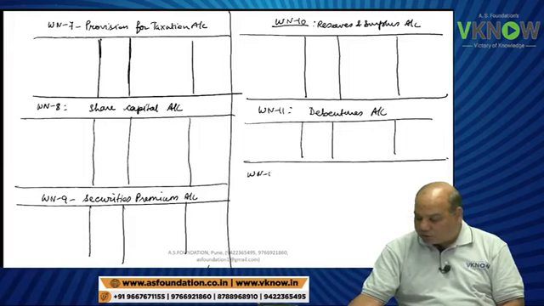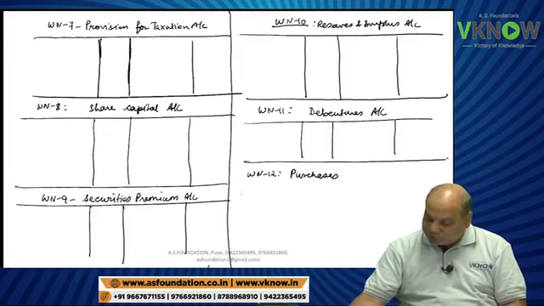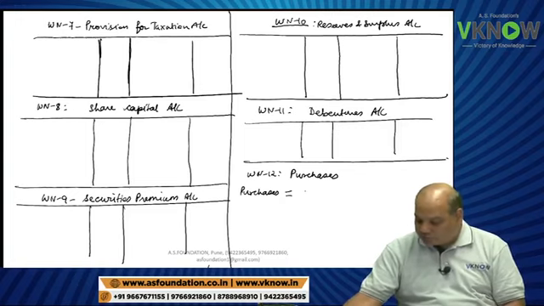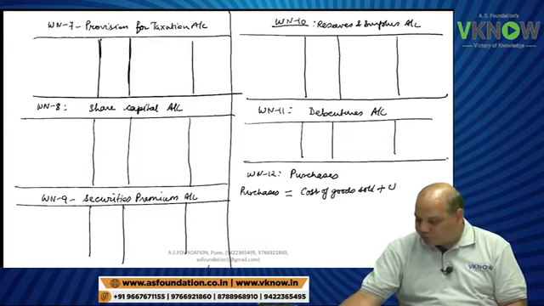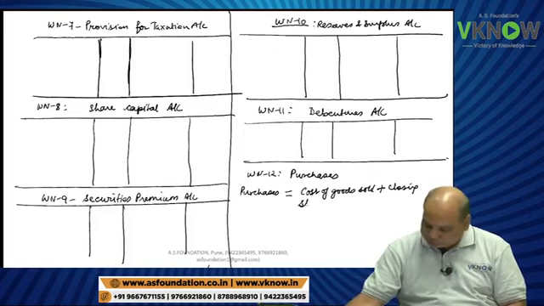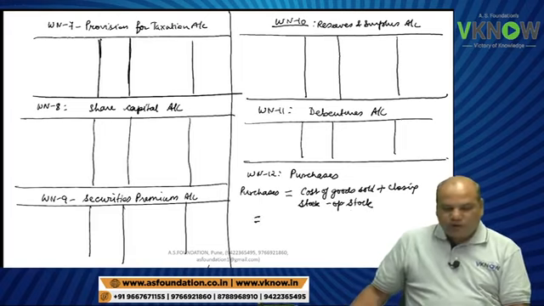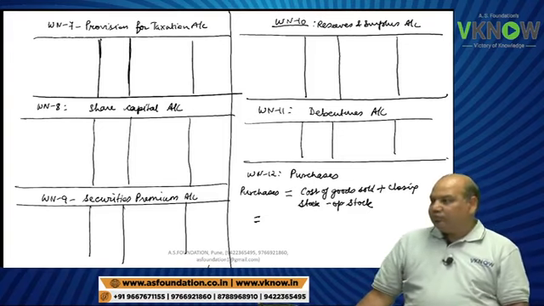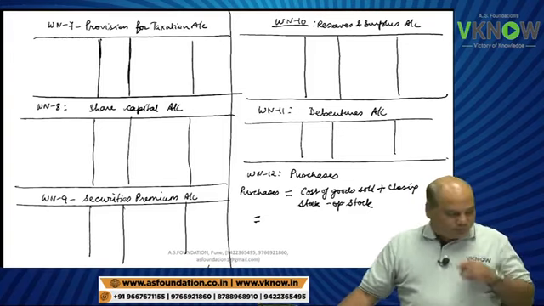And working note 12, purchases. Purchases formula I will write. Purchases equal to cost of goods sold plus closing stock minus opening stock.